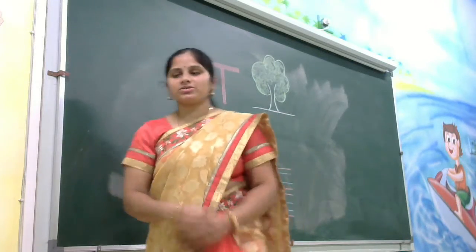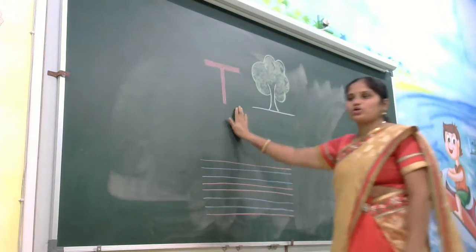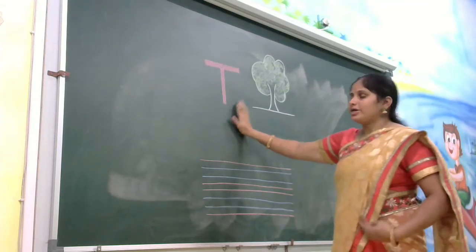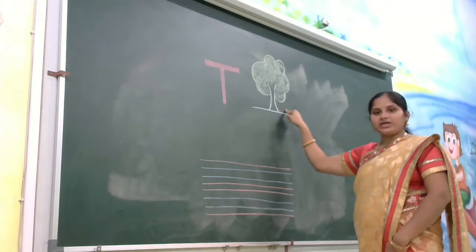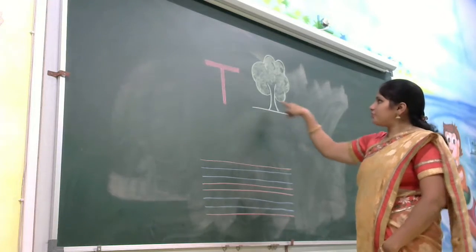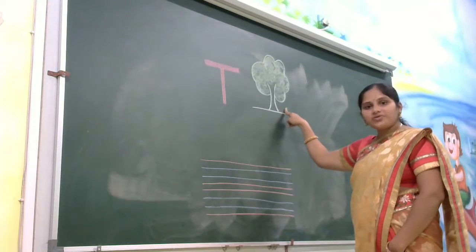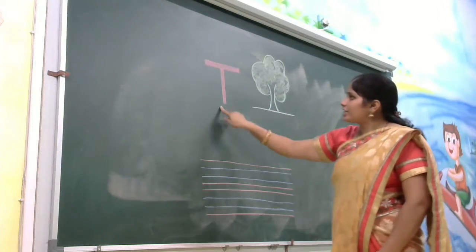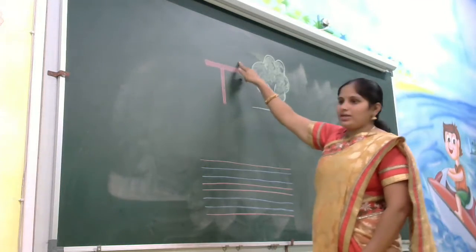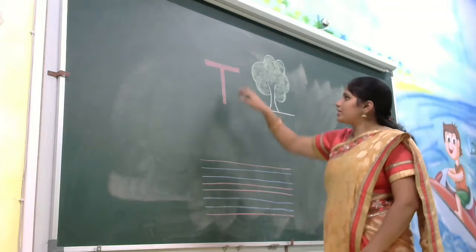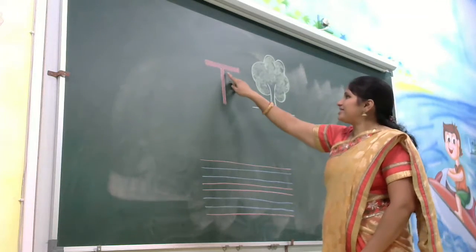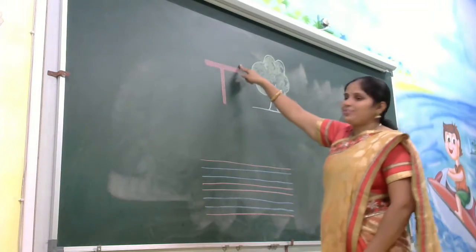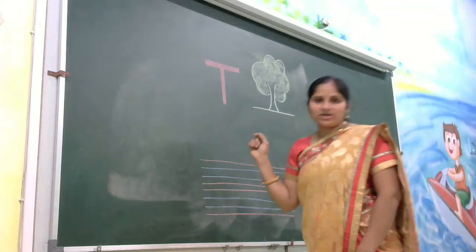Good morning, children. After letter L, we are going to learn about letter T. Which letter? Letter T. T for tree. This is the picture of a tree. Standing line and sleeping line makes letter T.